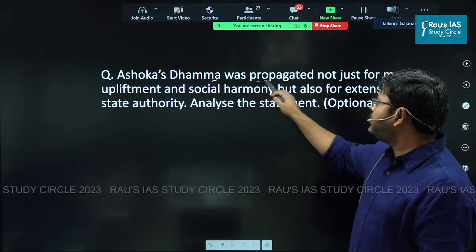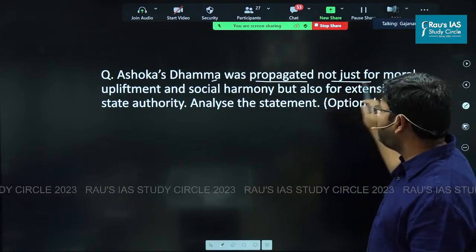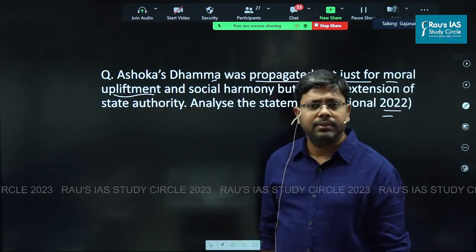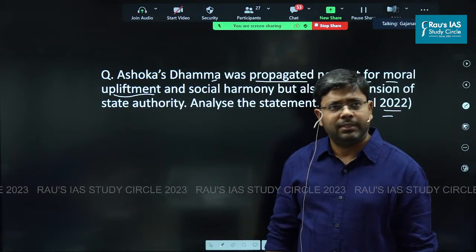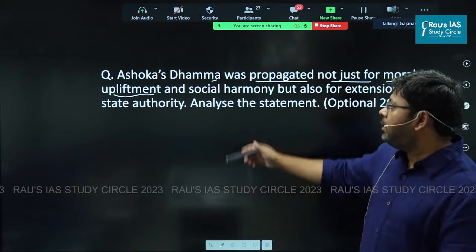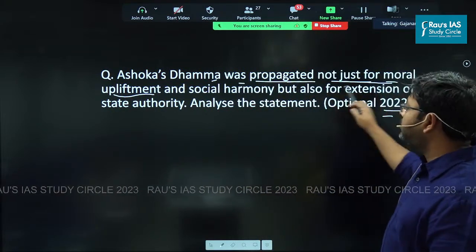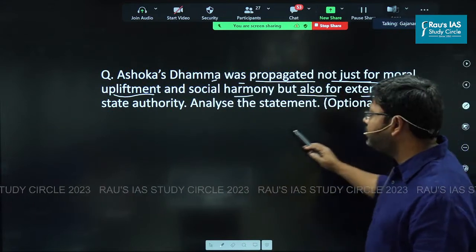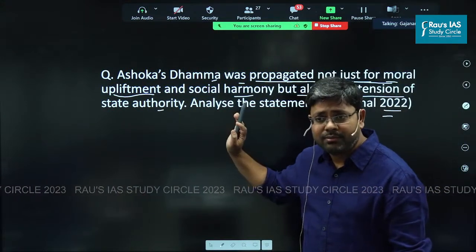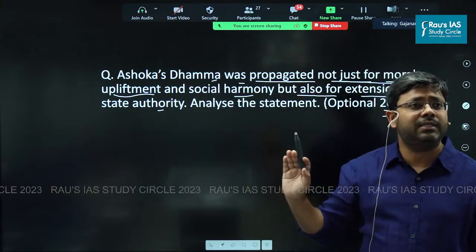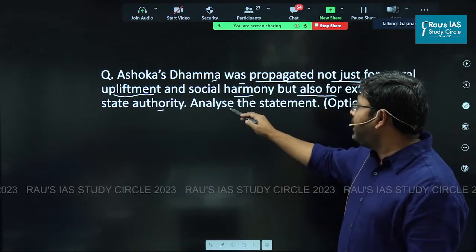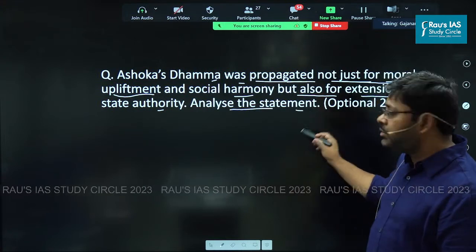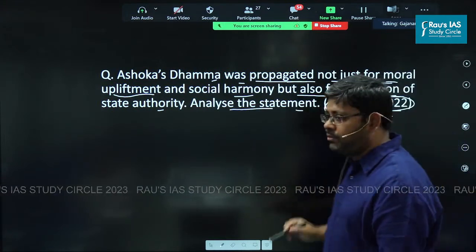Ashoka's Dhamma was propagated not just for moral upliftment. Understand it again: Ashokan Dhamma was propagated not just for moral upliftment and social harmony, but also for extension of the state authority. Analyze the statement. That is what the question says in the optional 2022.